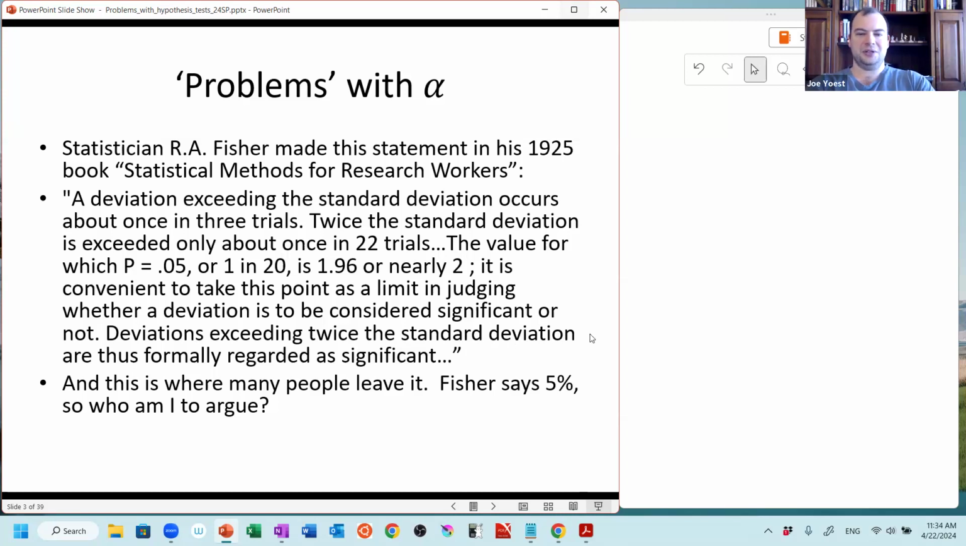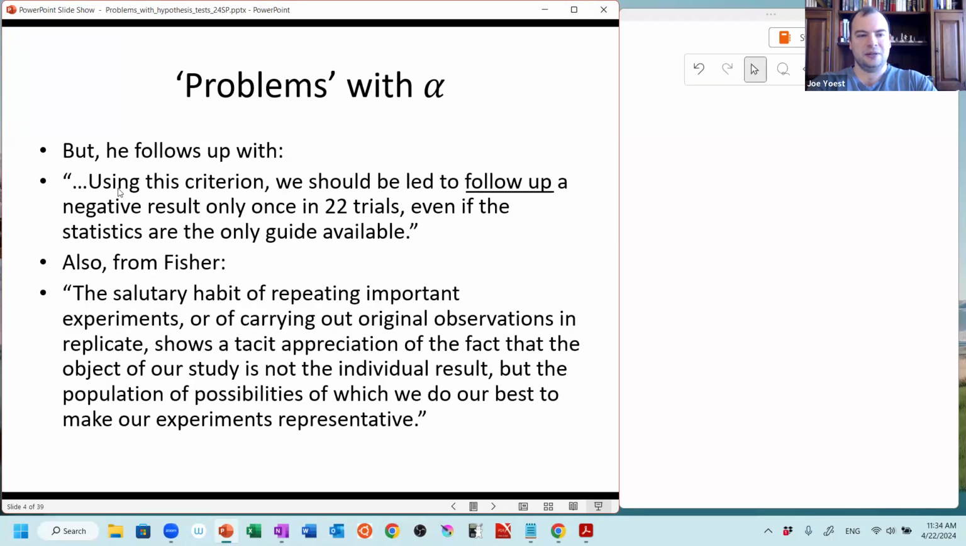So he just basically says 2 sigma events or 2 standard error events are regarded as significant. He's kind of just drawing a line for the purposes of the examples in his book. So is he intending to make an argument here that this is what you should use in practice all of the time? I don't know. I mean, it seems somewhat weak to me. Even more importantly, I think, is later on in this introduction, he says, using this criterion, this alpha 5%, we should only be led to follow up a negative result 1 in 22 trials, or 1 in 20 trials, more or less, even if the statistics are the only guide available.